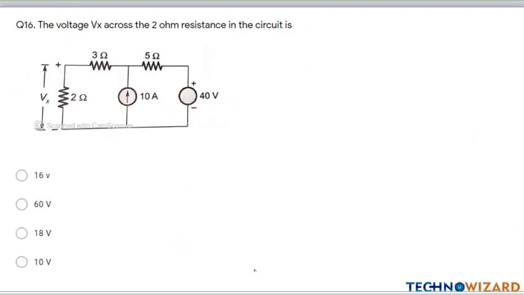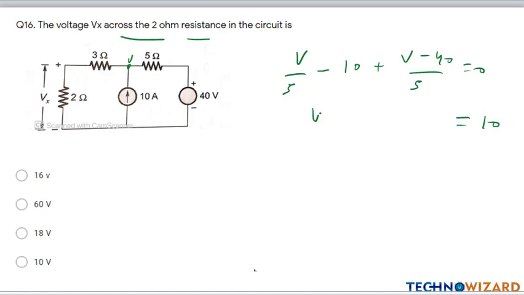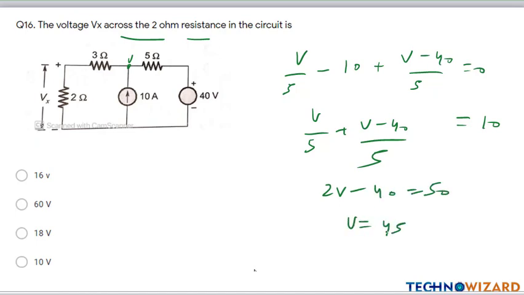Question number 16. The voltage Vx across the 2 ohm resistance. We have to calculate the voltage across the 2 ohm. Now I am calculating the node voltage here. Applying nodal analysis, V upon 5 minus 10 plus V minus 40 upon 5. Taking LCM here, this gives 2V minus 40 is equal to 50. V is equal to 45 here.